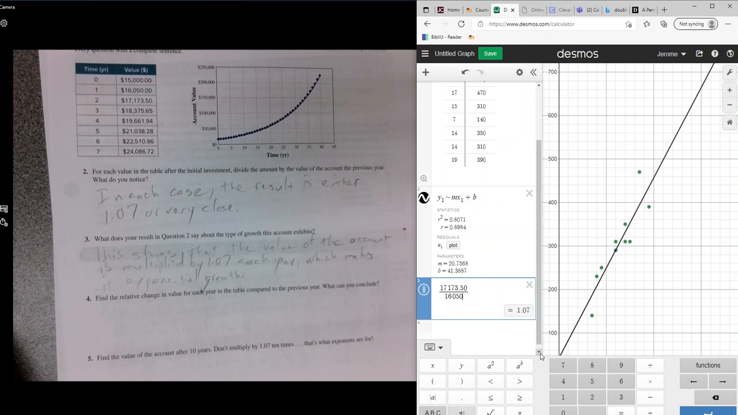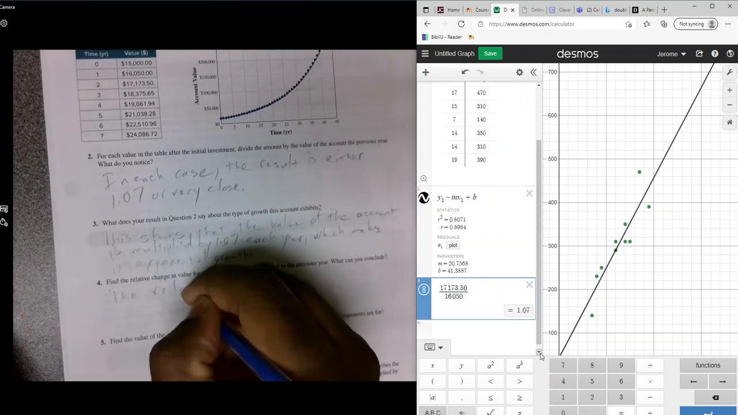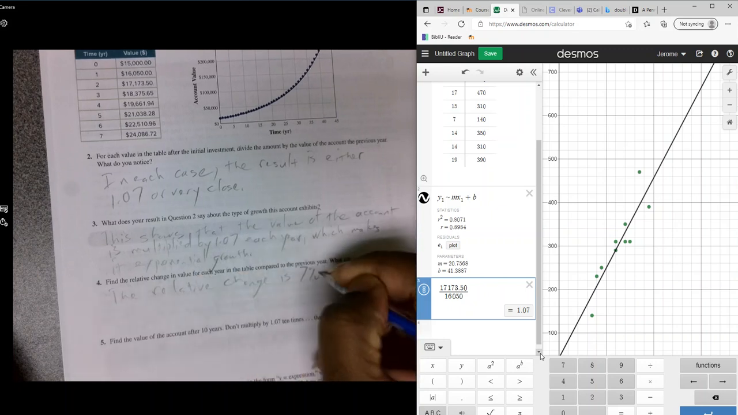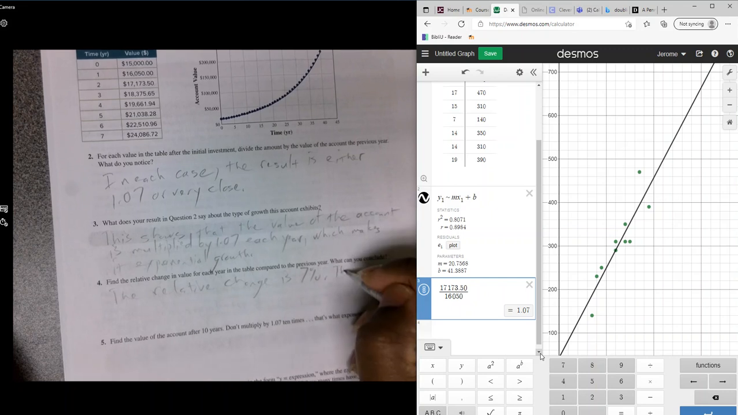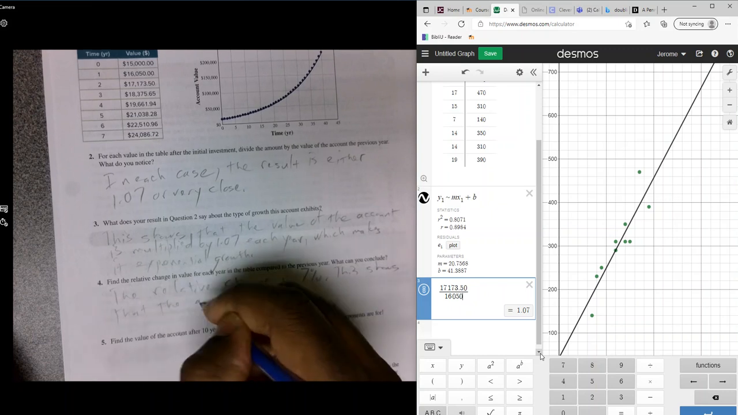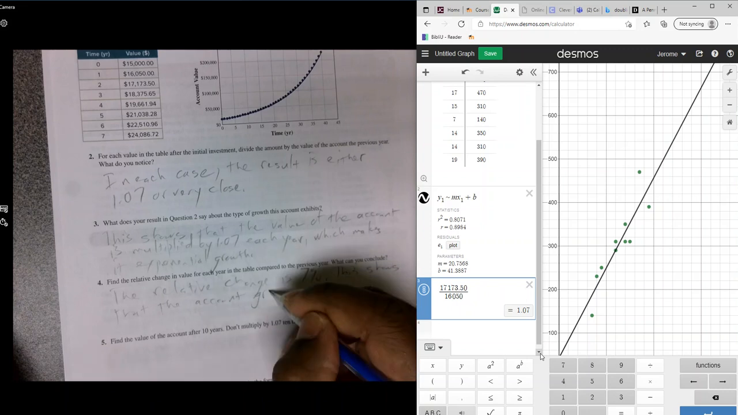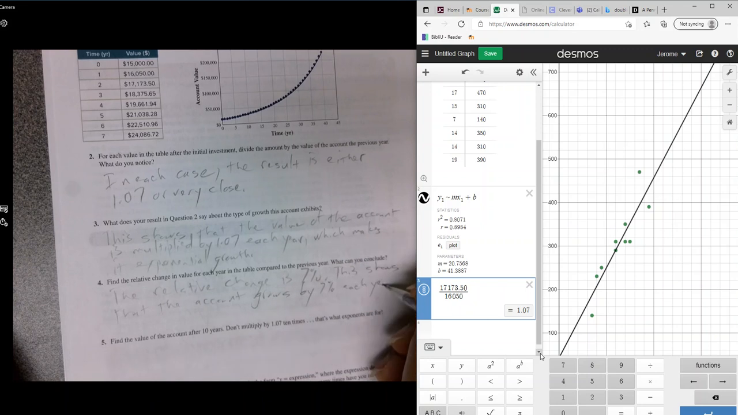The relative change is 7%. This shows that the account grows by 7% each year. Okay, now let me show you how we would know that it grows by 7% each year.